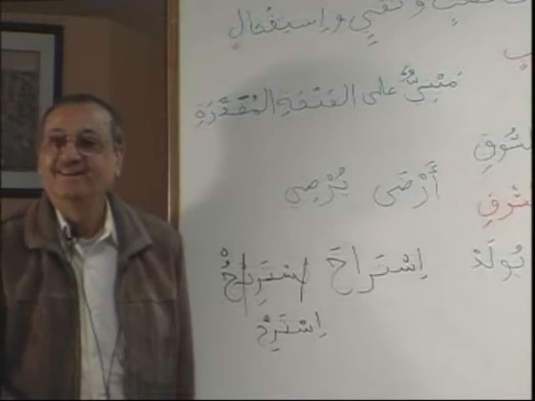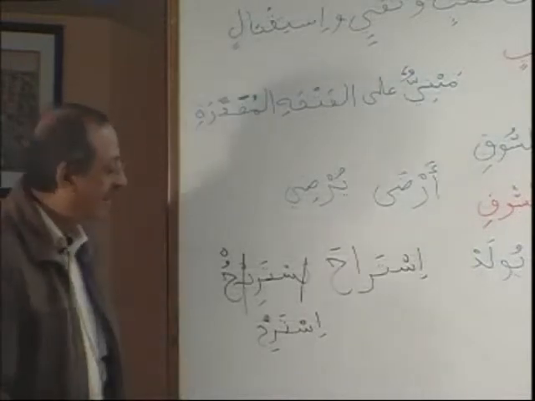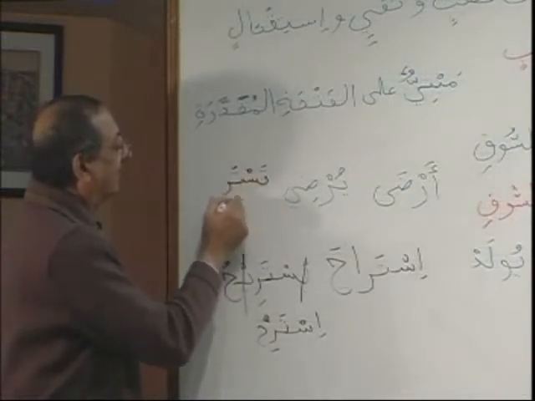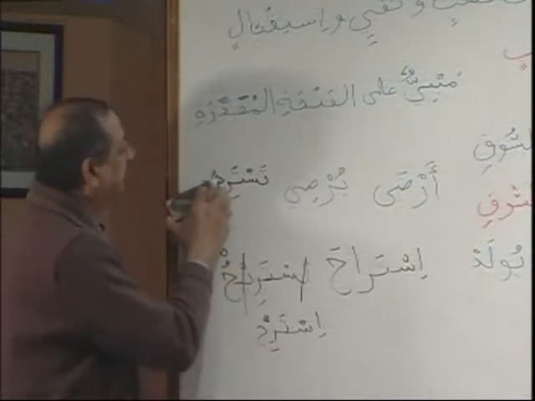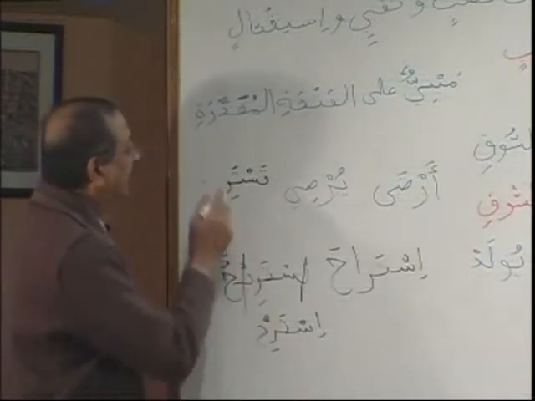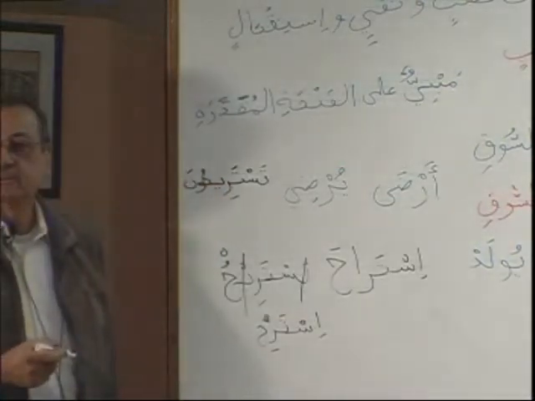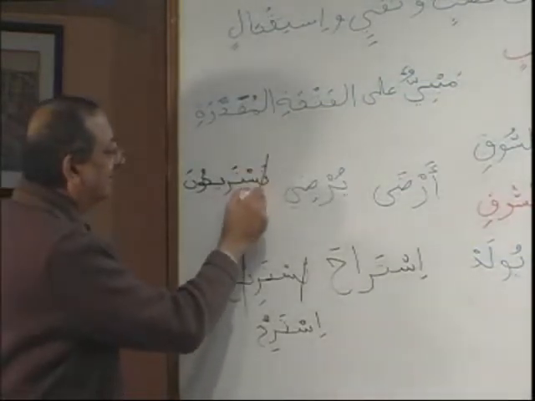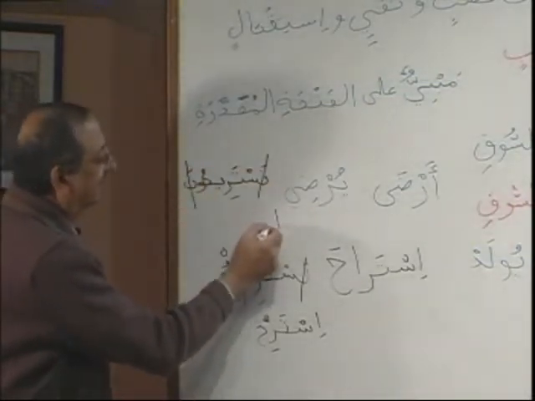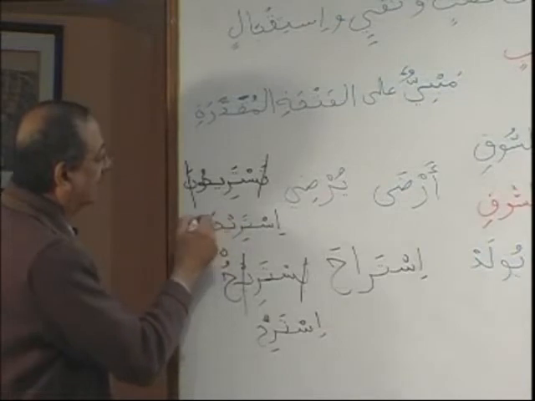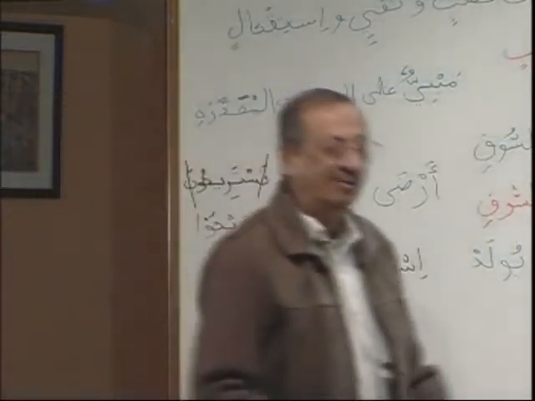Istarihi. Now, I tell you, tastarihuna. Are you with me, brothers and sisters? How do I make amr? And I bring hamza. Istarihu. What is the meaning of istarihu? You all take rest, antum. Okay, brothers and sisters? So now, come on.